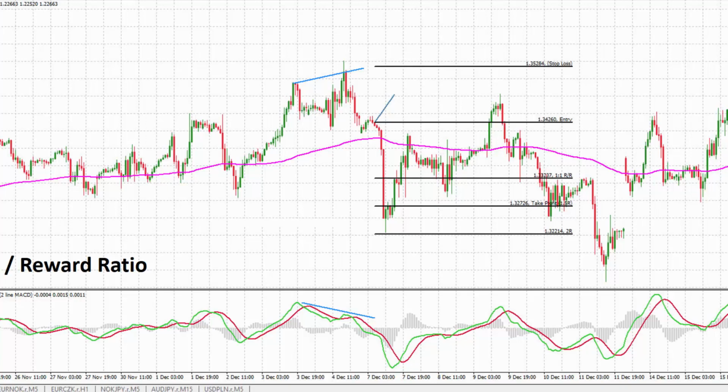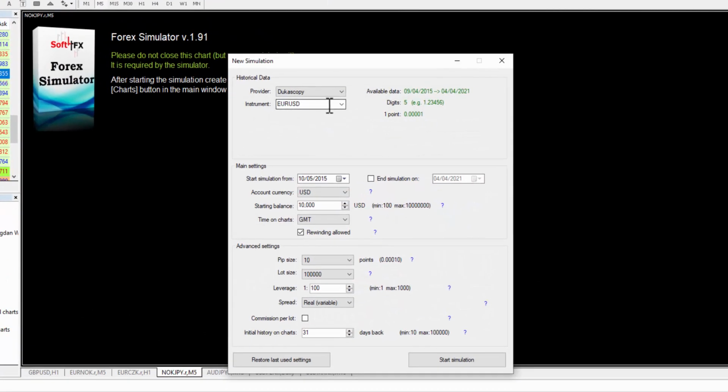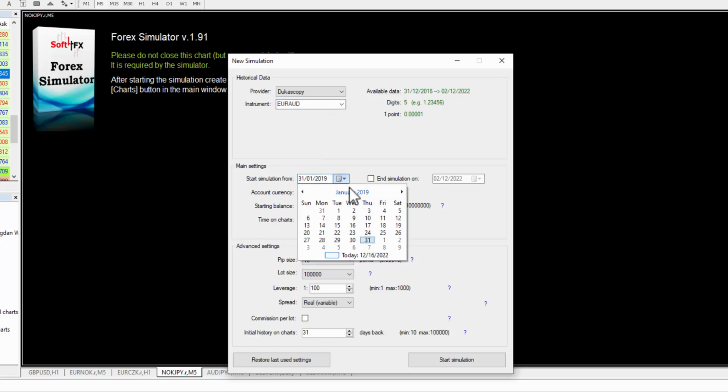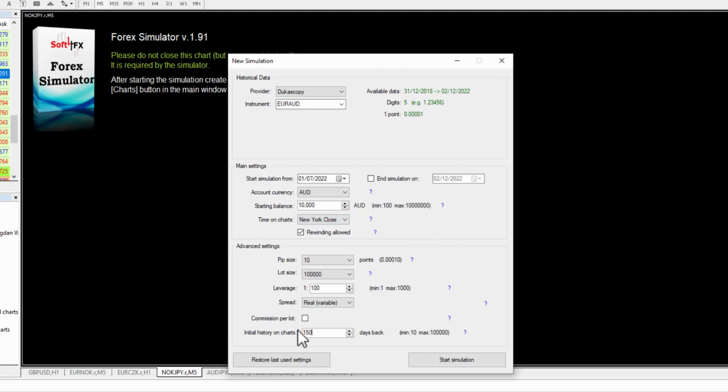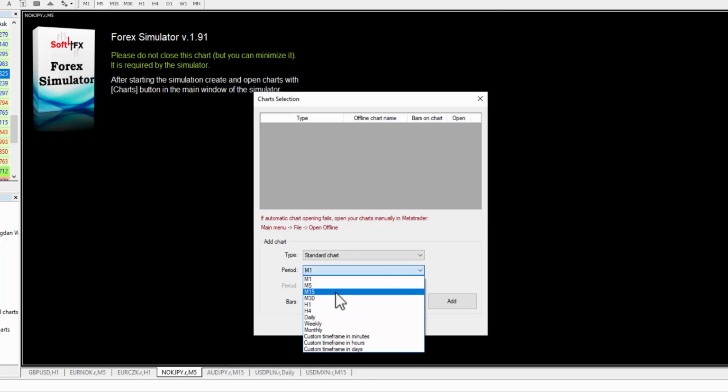Okay, let me show you how this works in real life. Here I am at MetaTrader 4, and let me create a new simulation. I'm going to select Euro AUD. For the start date, I will select 2022 and the 1st of July. Here I'm going to select the New York close, and I'm going to preload the chart with, say, 150 days back. Okay, let's start the simulation. And I'm going to use the 15-minute chart.